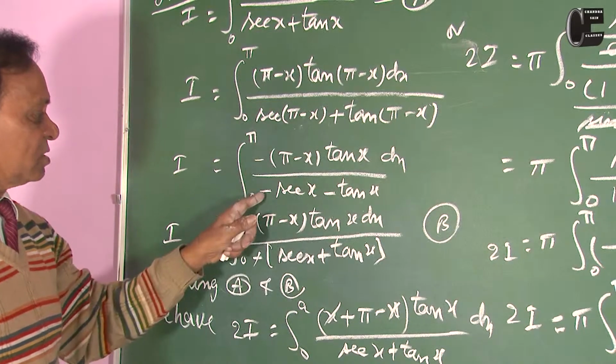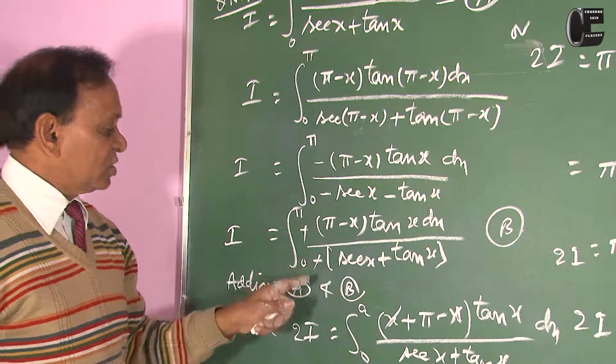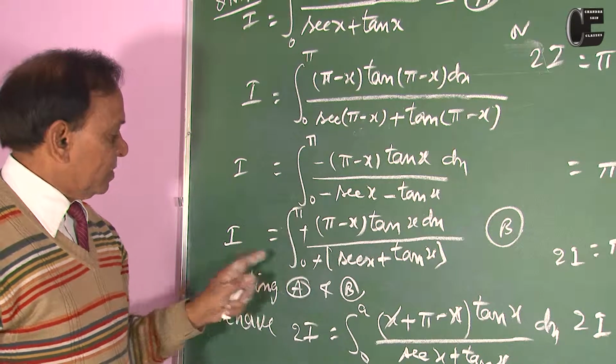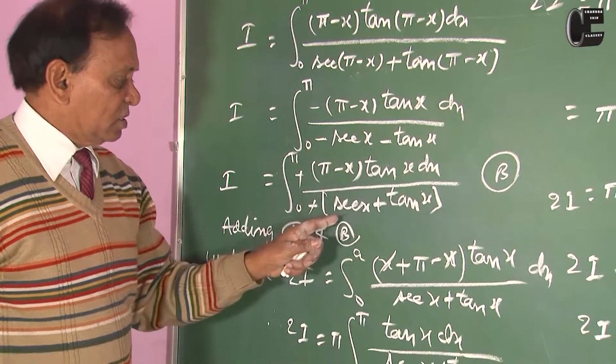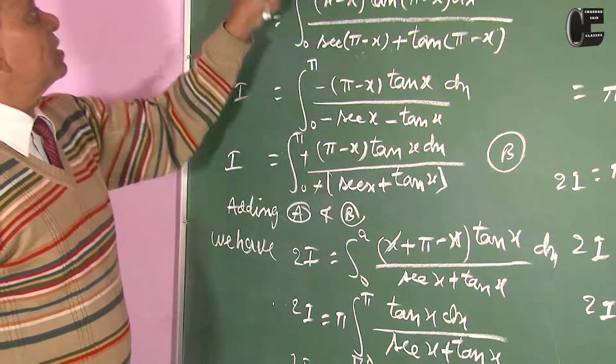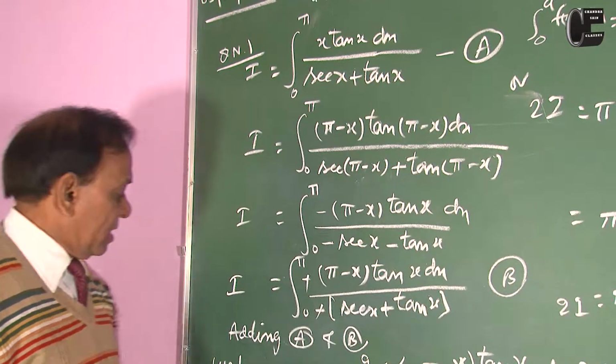Sec(pi minus x) minus sec x. This is also minus tan x. Minus take out, minus minus cancel. Therefore, we get (pi minus x) into tan x dx divided by sec x plus tan x. Suppose this as a and this as b. Add them, a plus b.